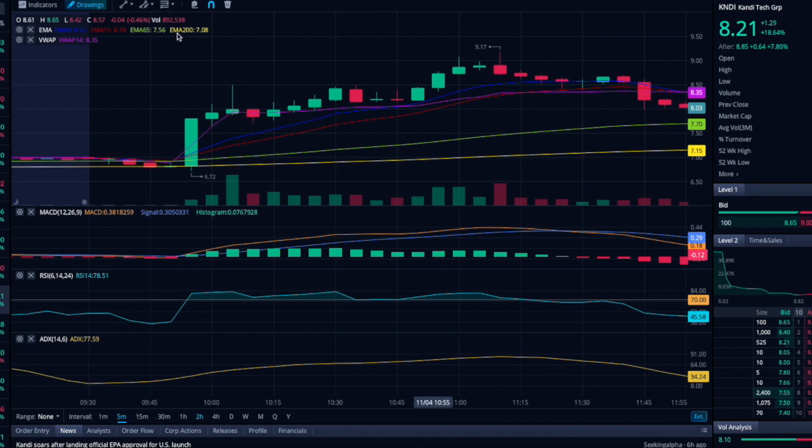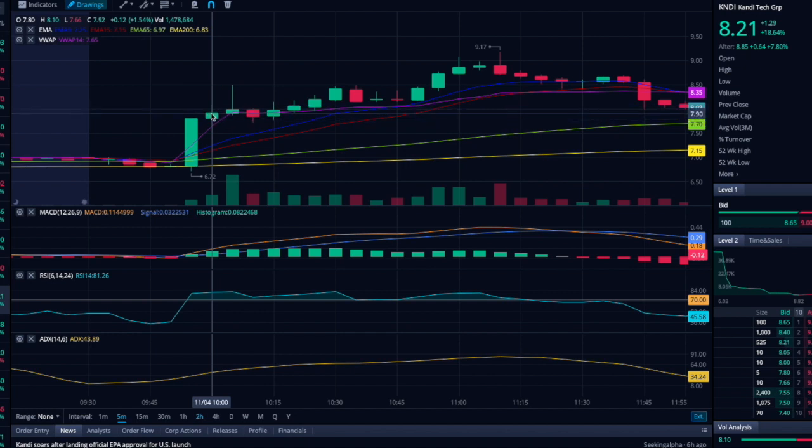So let's say right here, we can get in. I got in today about the 7.80 area, right about here, because I saw the price bounce off the VWAP. So I'm going to get in about this candle right here, okay?